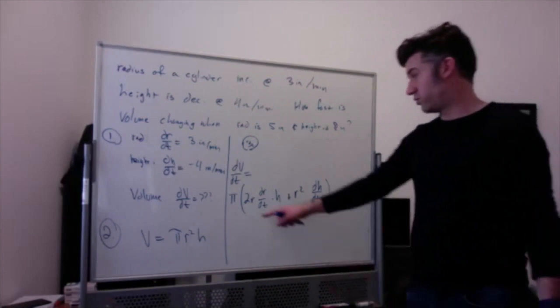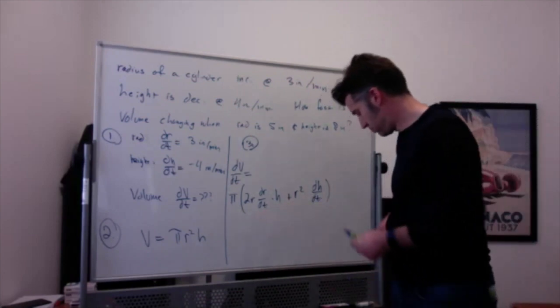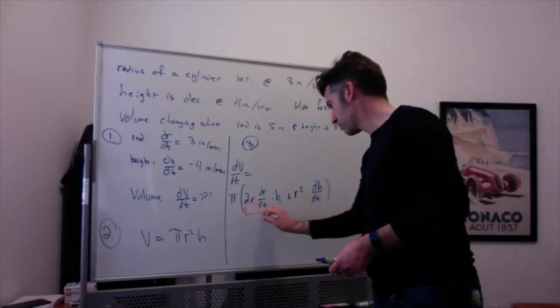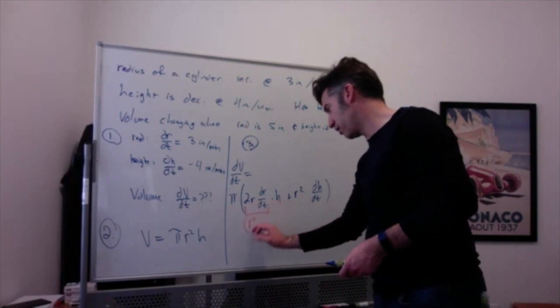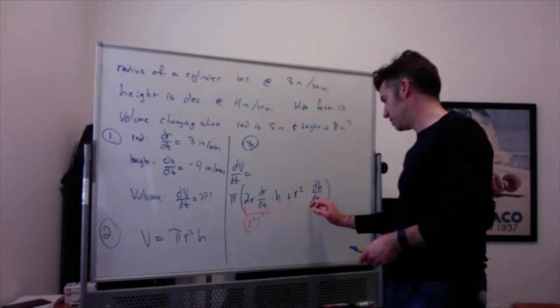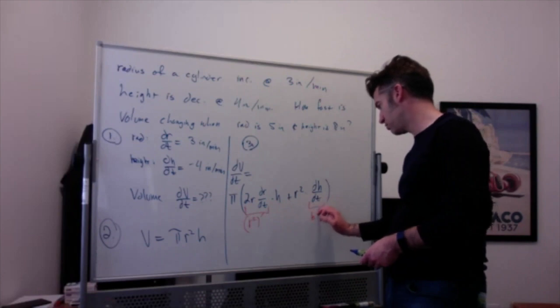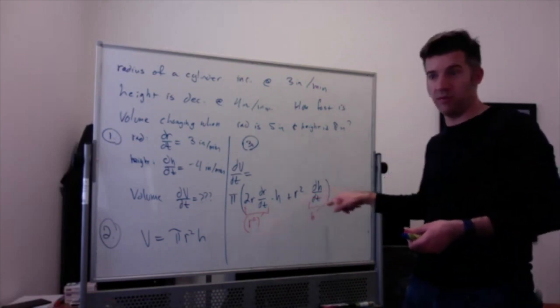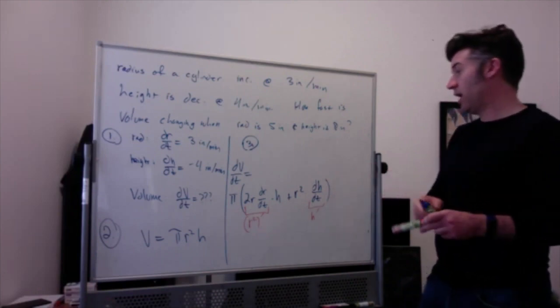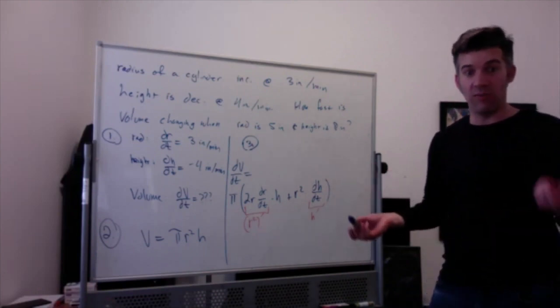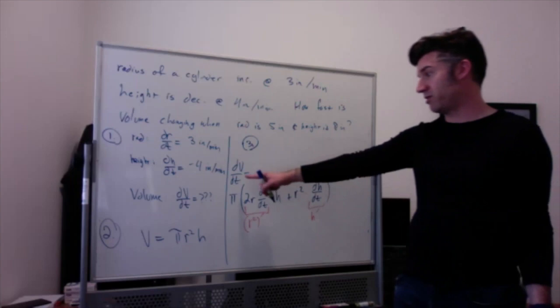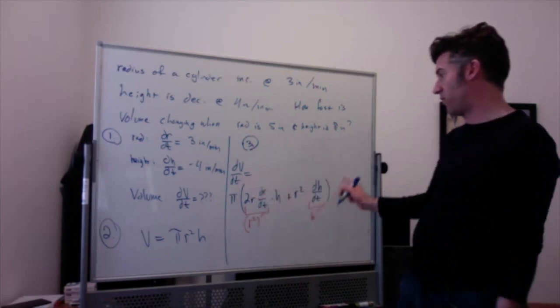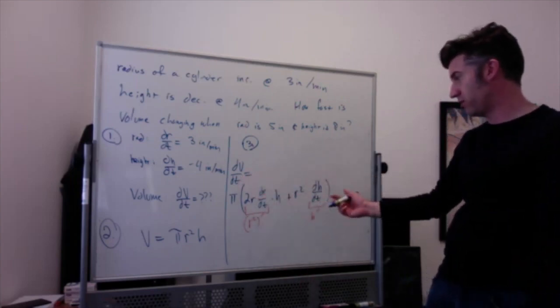So this is the derivative of r squared. This is the derivative of h. So you get the derivative of r squared times h plus r squared times the derivative of h. And then we plug in what we know and we solve for what we don't. So we're trying to figure out dV dt, so I'm going to plug in all the stuff for r and dr dt and h and whatever.